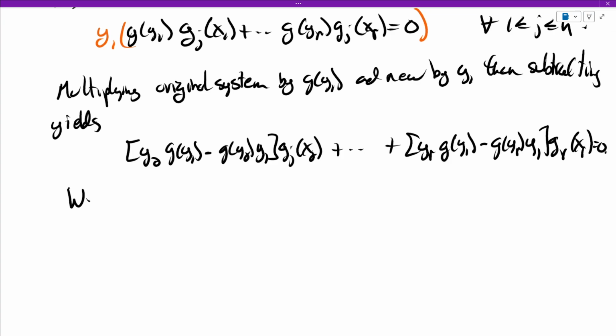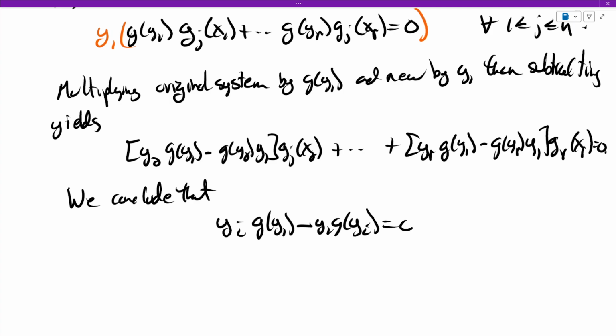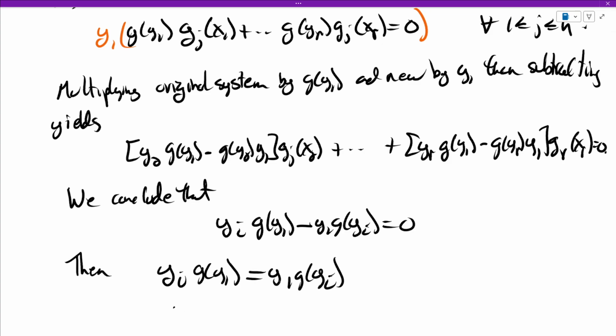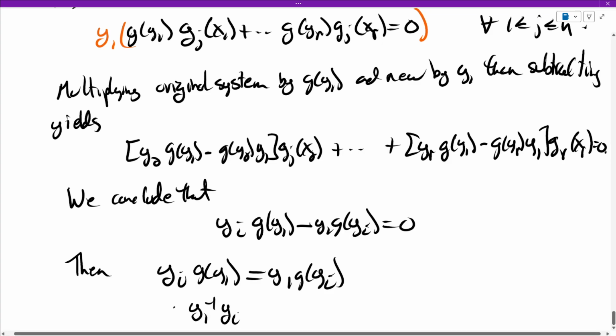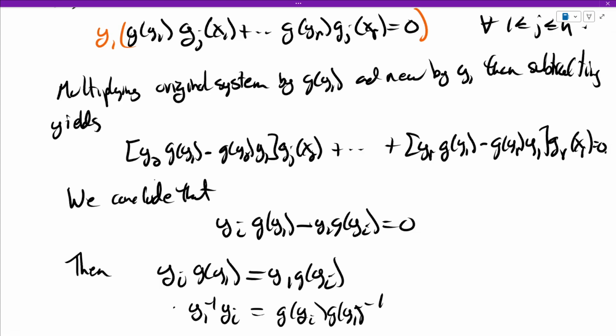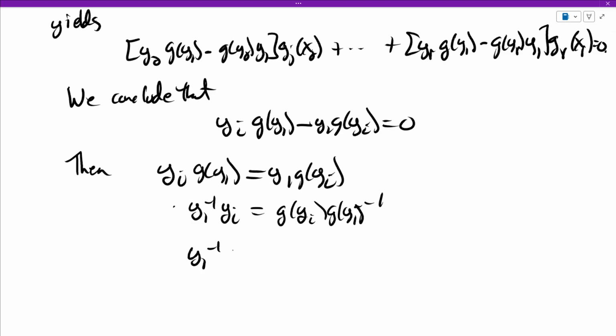So we conclude then that yi g of y1 minus y1 g of yi is 0. And this tells us then yi g of y1 equals y1 g of yi, or equivalently, by multiplying by y1 inverse, yi is g of yi g of y1 inverse, which is the same thing as saying y1 inverse yi is... I guess we're in a field so it doesn't matter what the order is. And this should be true for all g and g.